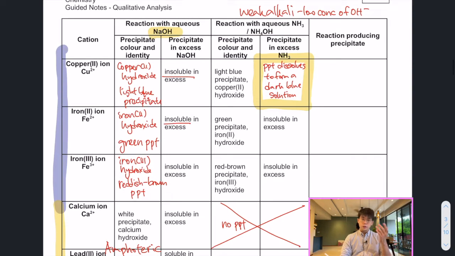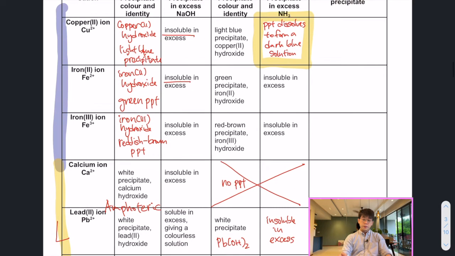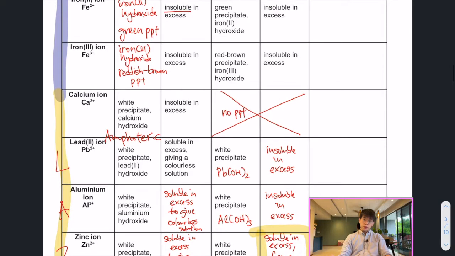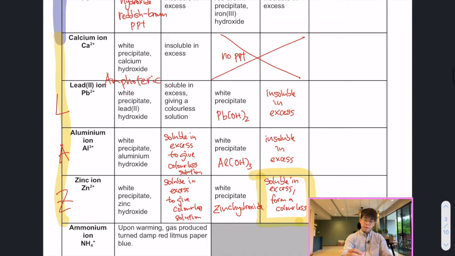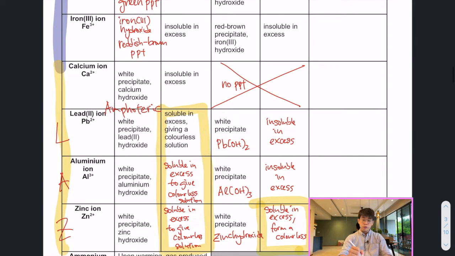So we have the colored ones, which you must remember the color. So copper is blue, iron 2 is green, and iron 3 is reddish brown. And we need to remember the colors, and we also need to remember the solubility. And for sodium hydroxide, you need to remember that they are all insoluble in excess because they are all basic hydroxides, except my amphoteric ones over here. So I will draw one box over here to remember that I need to first remember the colored, the white, and then the amphoteric.